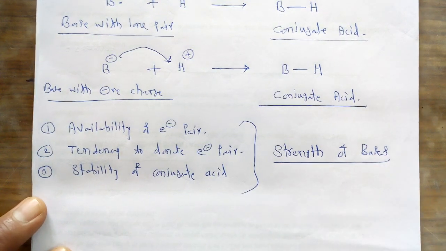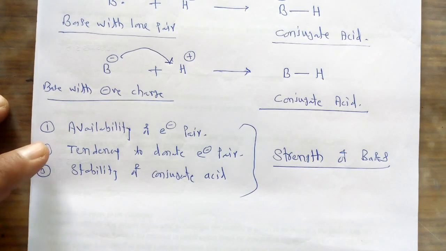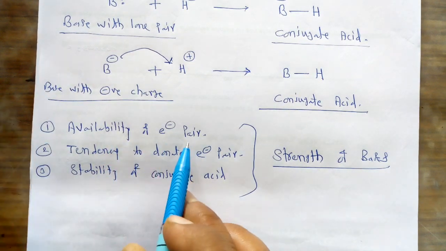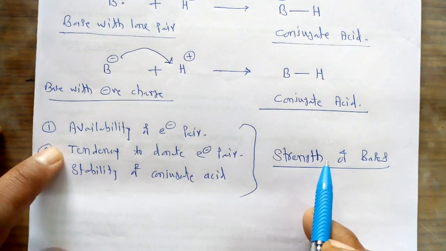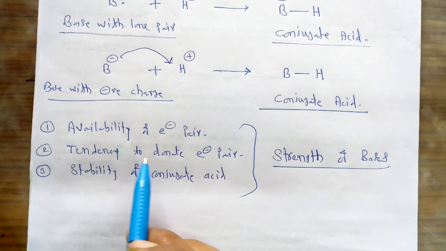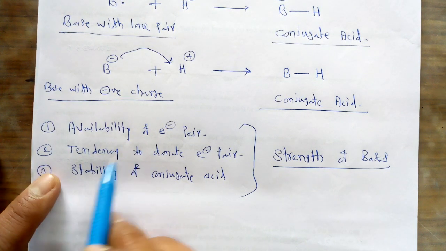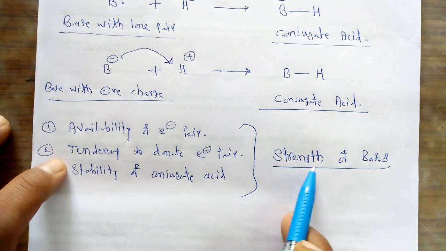So what is the meaning of these three different factors? First, if a given base is there, what is the availability of electron pair in that base? That is the main reason for the strength of its basicity. Second, how that electron pair is donated by the particular basic compound, whether it has the tendency to donate the electron pair or not. It also affects the strength of basicity.